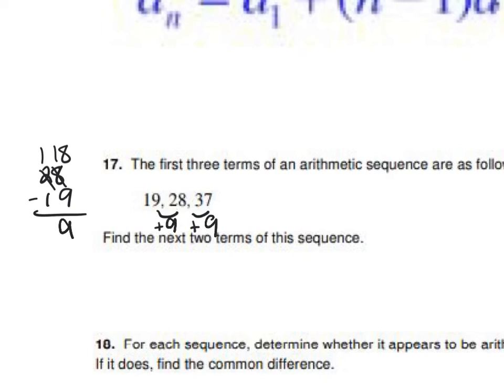So I'm going to take 37 plus 9 to get my next term, which is 46. And then I'm going to take 46 and add 9 to that, which leaves me with 55. That's all you got to do for 17.